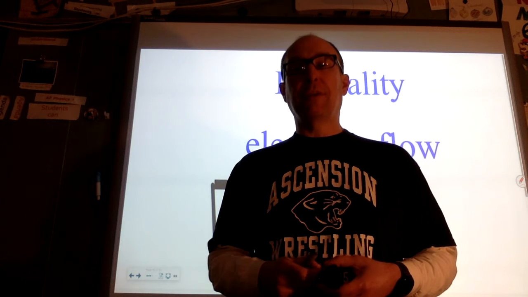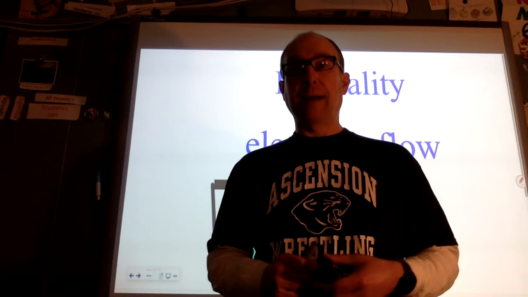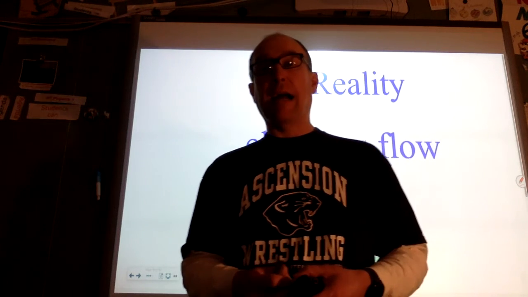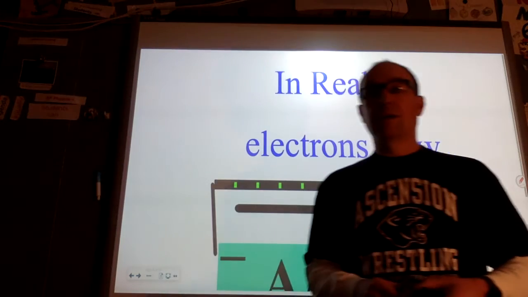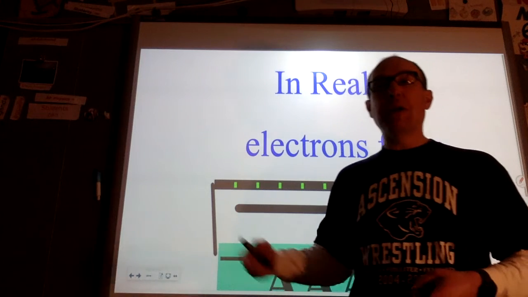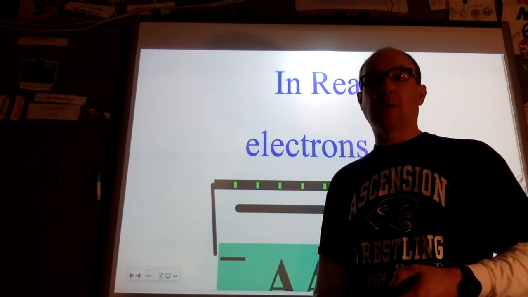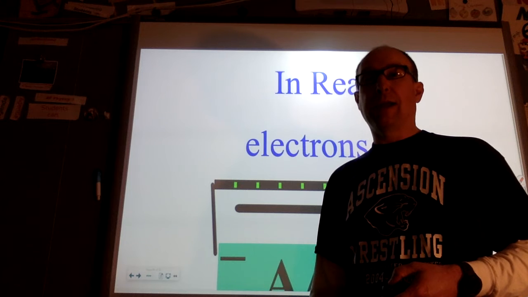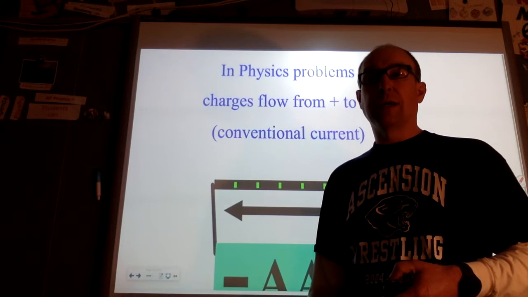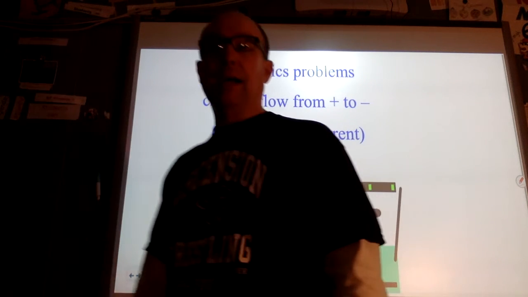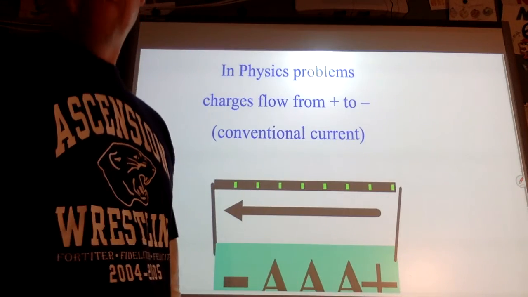When they started studying this circuit stuff in the 1700s, they always talked about the flow of positive charge because that's how he described how the Leyden jar was discharging. So even though we know that it's the electrons that are flowing, to a person, every physics teacher in the world teaches it as going the opposite way. And this is known as conventional current.